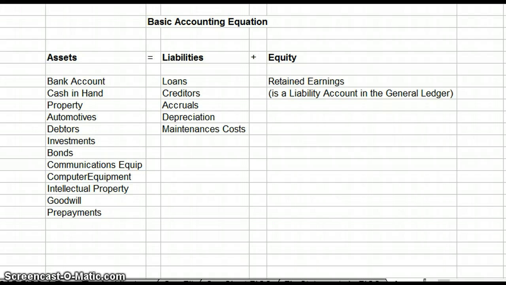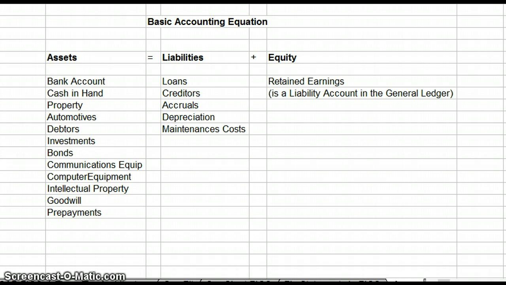What I wanted to talk to you about this evening was the basic accounting equation. Your basic accounting equation is assets equals liabilities plus equity. Now that is the accounting equation in its most basic sense. And you can go through and make the accounting equation more elaborate to add more variables to it, but this is basically what the accounting equation is.